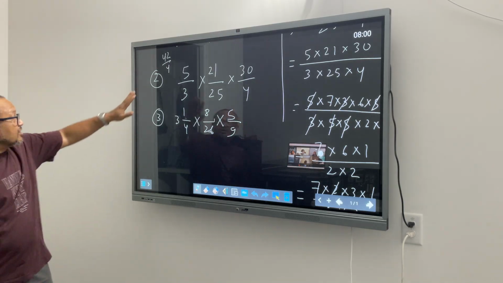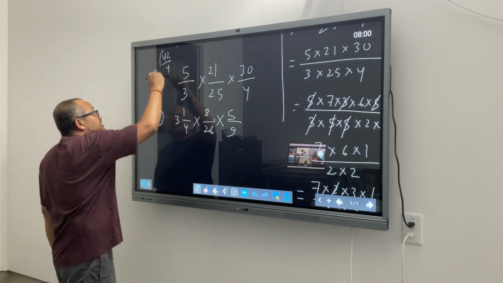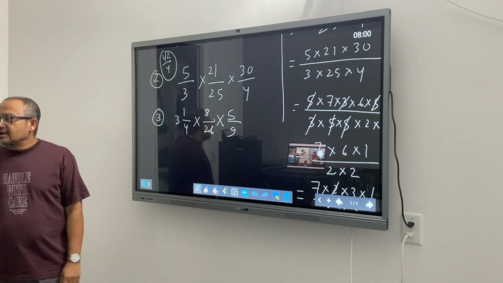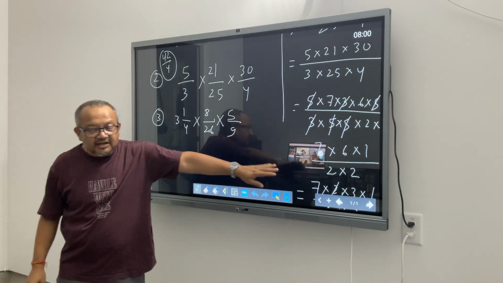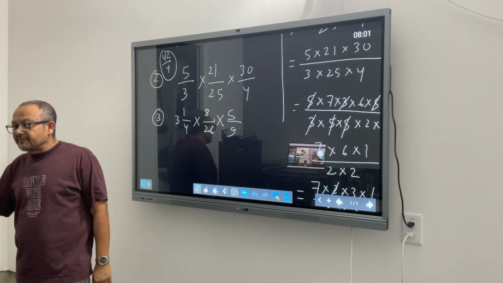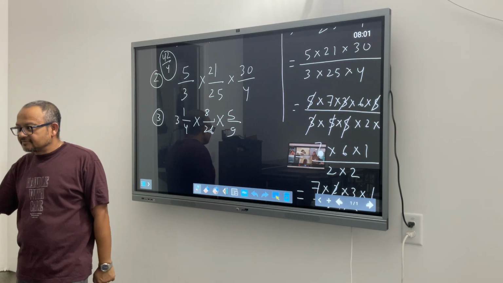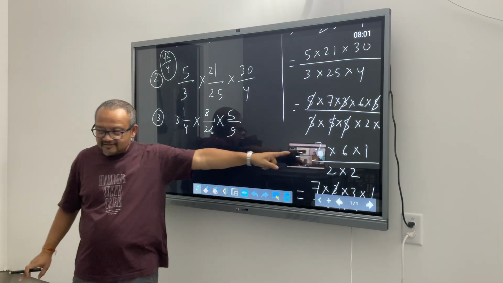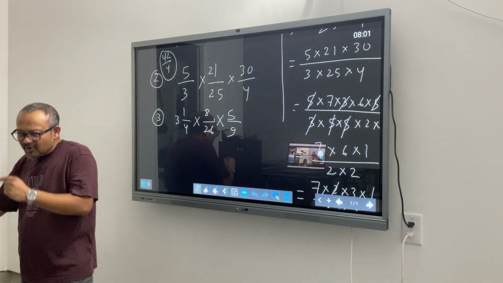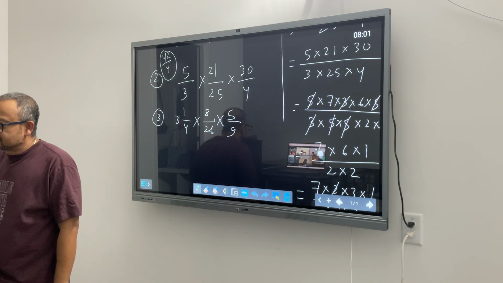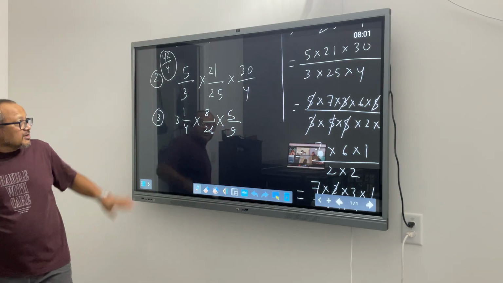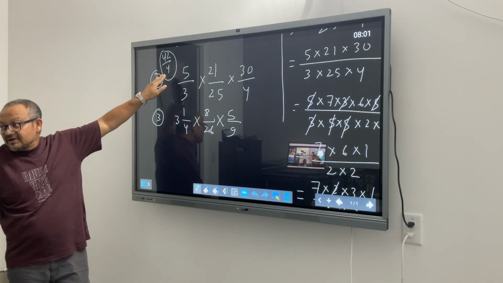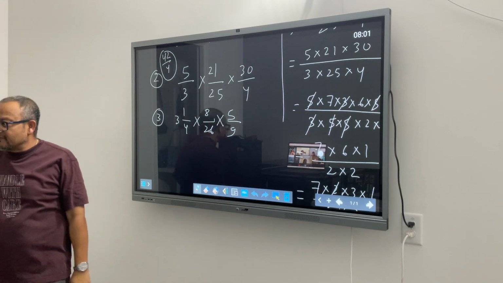I'm not saying that this is the wrong answer. This is a perfect answer. There's nothing wrong with this. I'm just saying that this had an opportunity for simplifying it further. That's it. Yeah? So this answer is correct. It's not incorrect. I just went one more step further. Okay? You can see that this is an even number. This is an even number. That means there is a 2 somewhere.